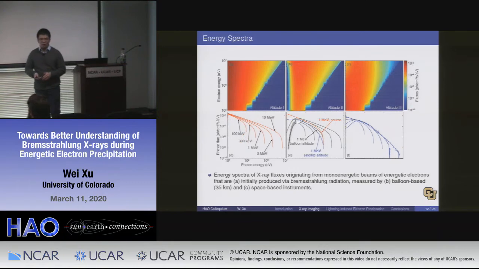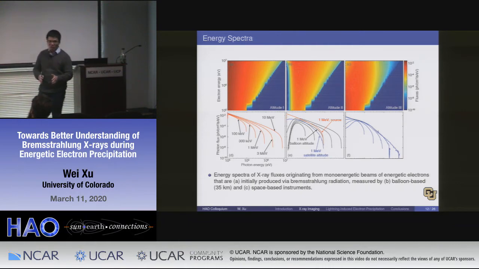We have also calculated the energy spectra at different altitudes as produced by monoenergetic beams of electrons. This figure, the top left panel, shows the energy spectra of those source photons that are initially produced in the atmosphere. The second and third panels show the energy spectra that would be measured at 35 kilometer and 500 kilometer altitude, representing balloon and satellite altitude.